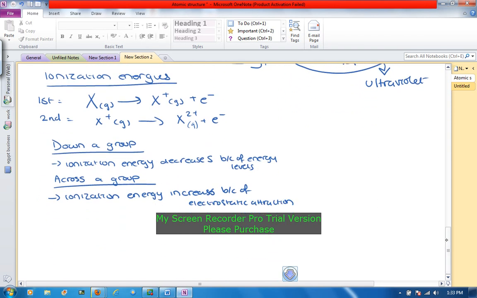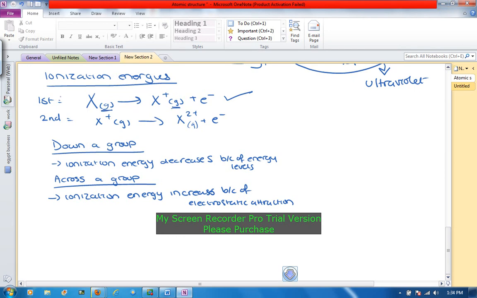Ionization energies. That's another thing you need to know. Basically, it's defined as the energy required to remove an electron from an atom in its gaseous state. If you don't want to learn that definition, I prefer you just write this down and learn it. But don't forget the state symbols because that's important. You always have to mention that it's in a gaseous state.